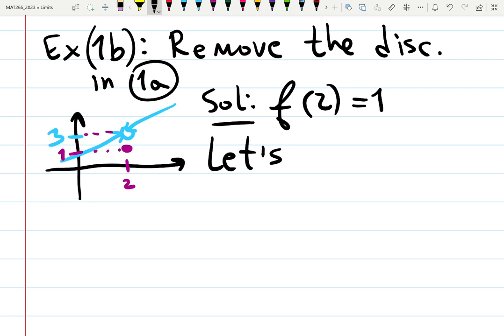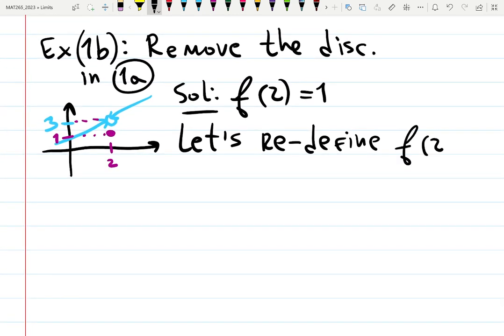Let's means let us, right? Redefine f of 2. To do what? To make the function continuous. What else do you want to say? There's lots of things to say. To make the function continuous, to fill in the hole. To remove the discontinuity. So that's all correct, right? Remove the hole, make it continuous. To remove this hole, redefine the function.